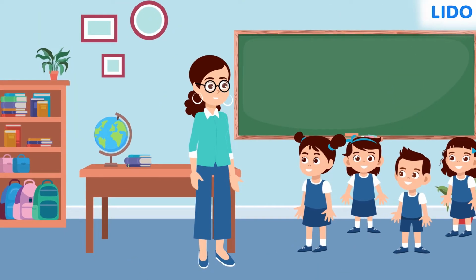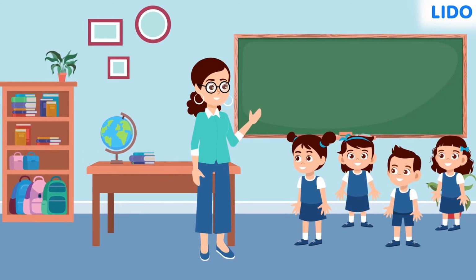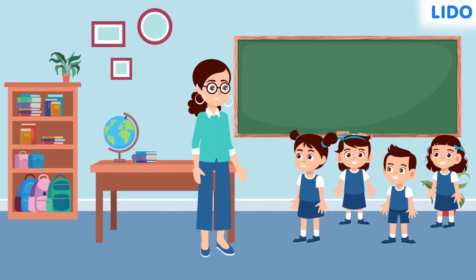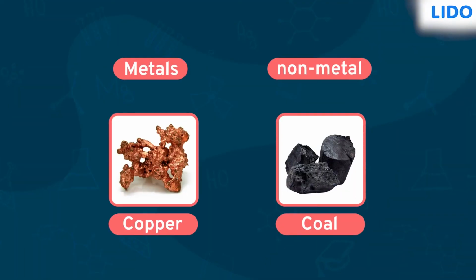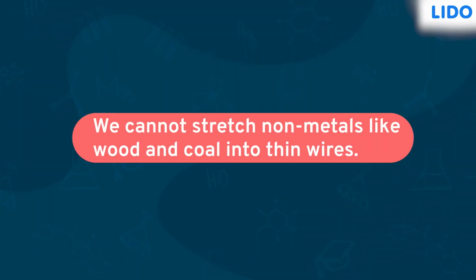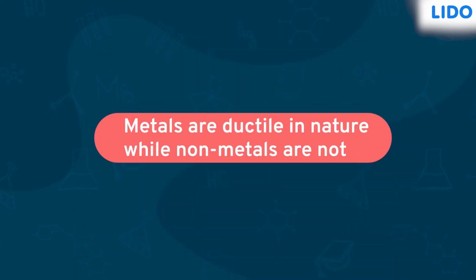Then the teacher asked the students to observe the electrical wires in a classroom that was close to the ground. She said that all electric wires are made up of copper. On the other hand, she explained that we cannot stretch non-metals like wood and coal into thin wires. And then she concluded by saying that non-metals are non-ductile in nature.